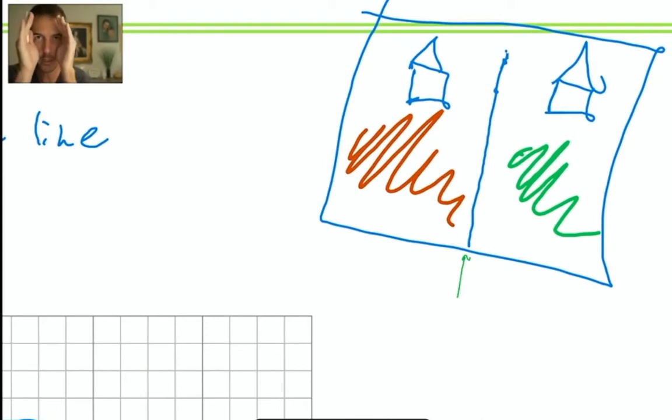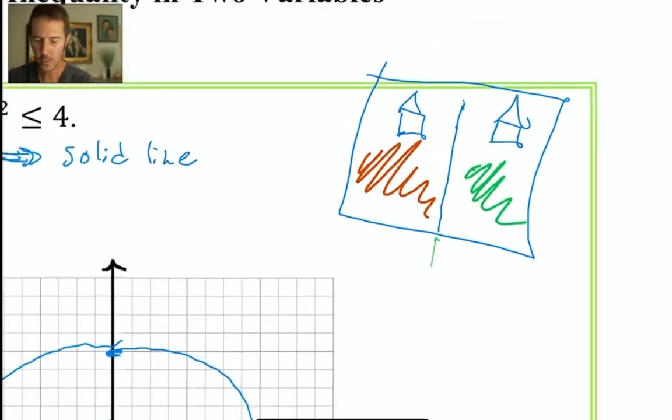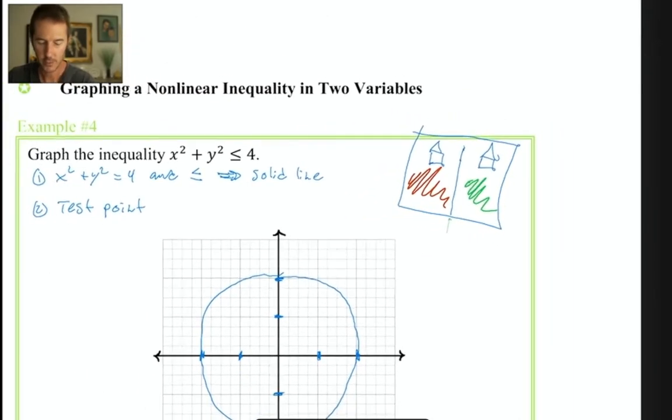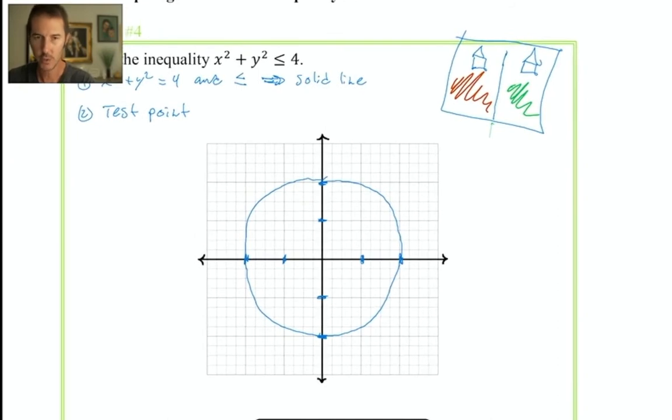You just go up, really just zoom right in on the fence. I don't think that if you look at the fence, you're going to be able to tell which one's green and which one's brown, right? You have to look to the right of the fence or to the left of the fence. So that's why you want to use a test point that is not on the fence. Use a test point that's to the left or to the right of the fence. Or in this case, use a test point that's inside the circle or outside the circle.